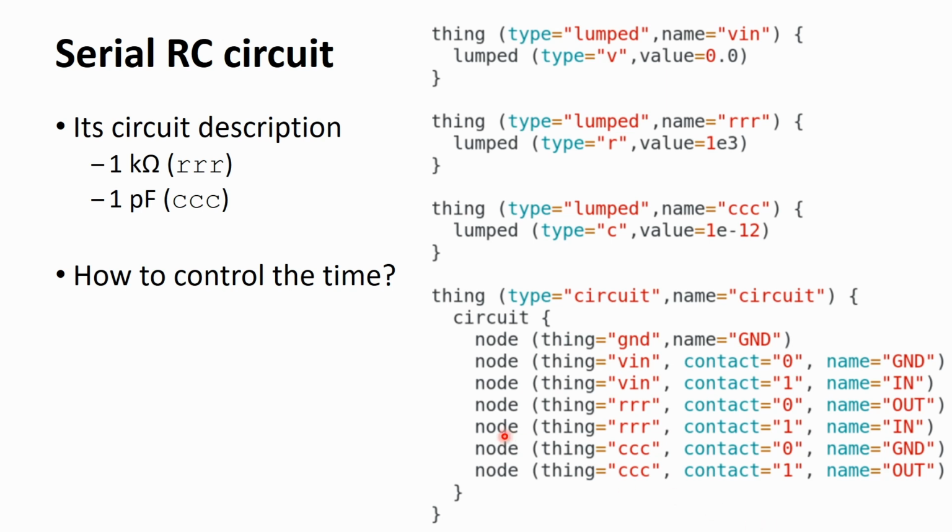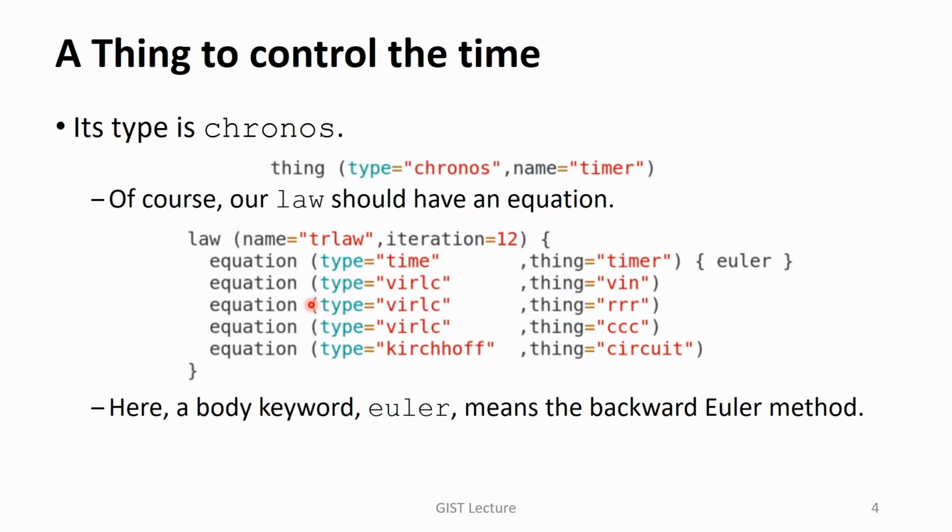Then how can you control the time? Only with these lumped elements it is not possible. We need an additional thing to control the time. A thing type chronos is introduced for that purpose. It just remembers the current time instance and a list of past time instances.